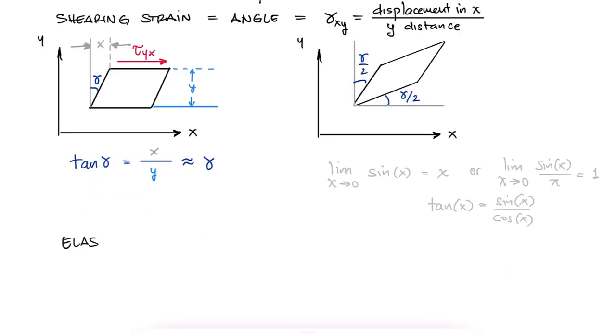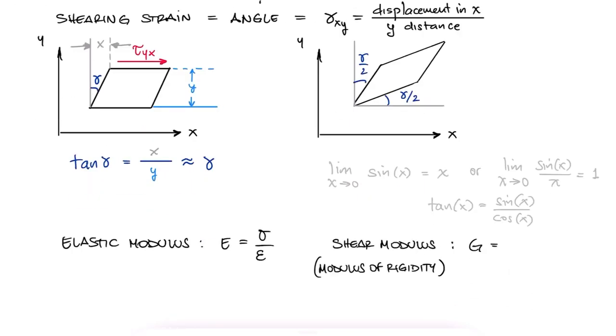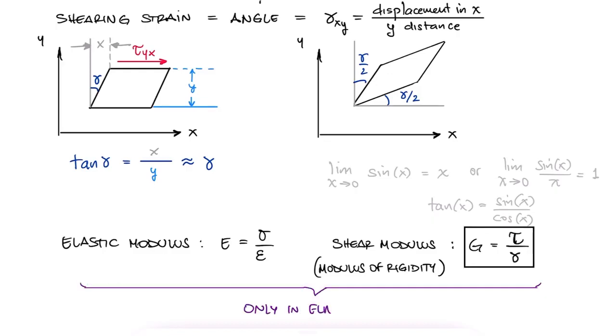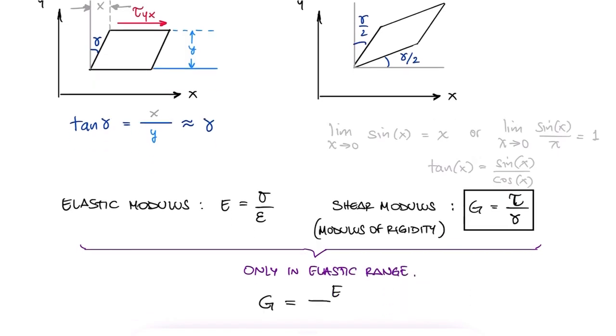And just like with the elastic modulus, the shear modulus or modulus of rigidity G can be defined as the ratio between the shearing stress and the shearing strain, as long as the material is subjected to elastic deformations. The relationship between shearing modulus and elastic modulus will be given by Poisson's ratio, but more on that later. Link below if you're interested.